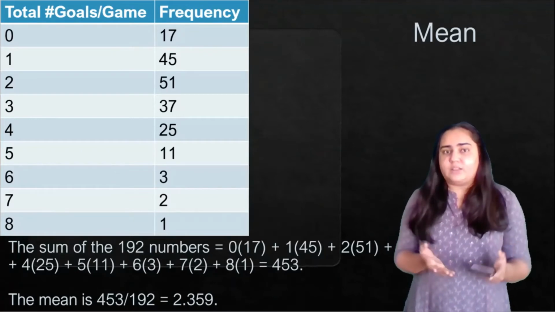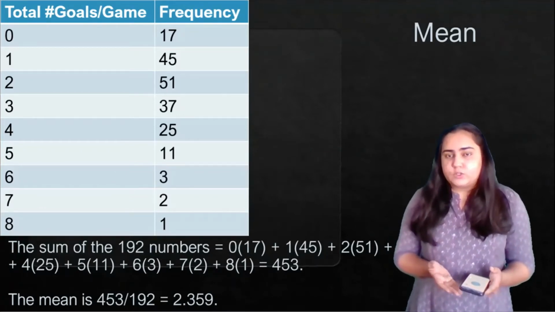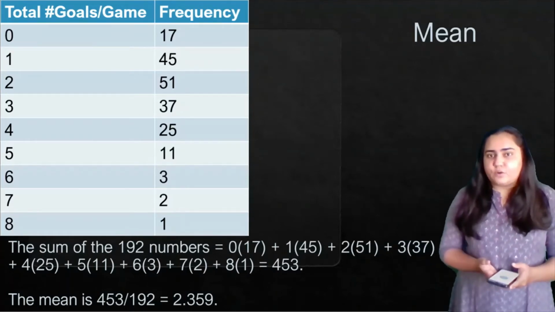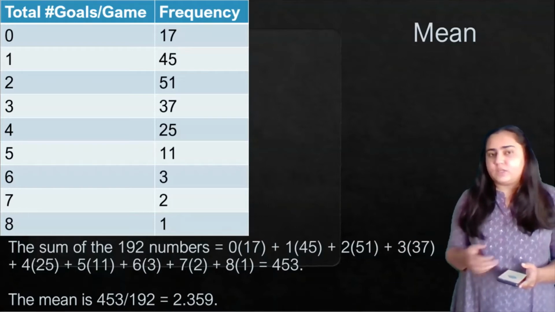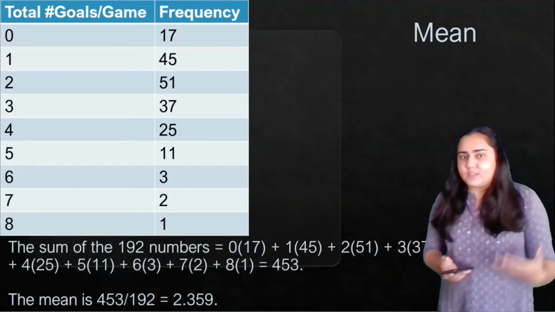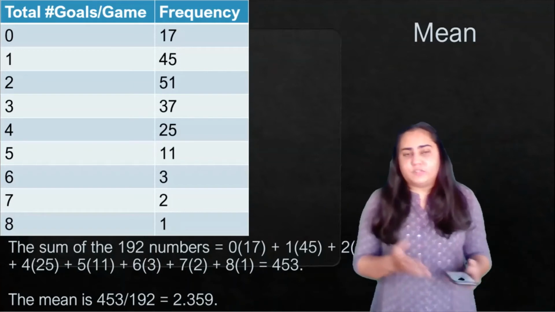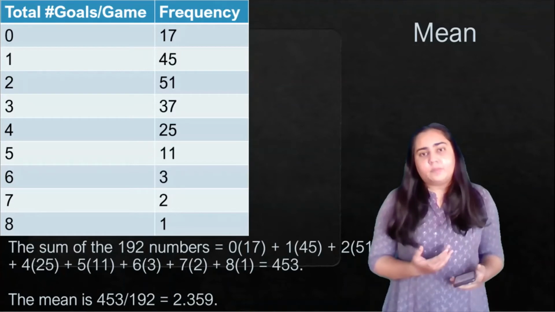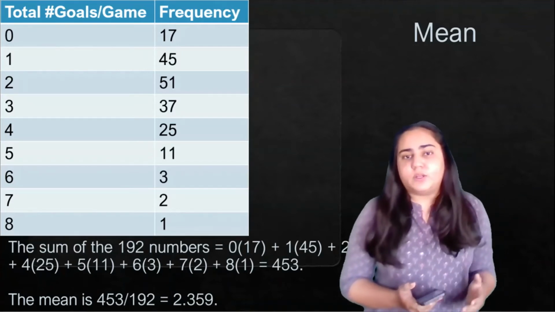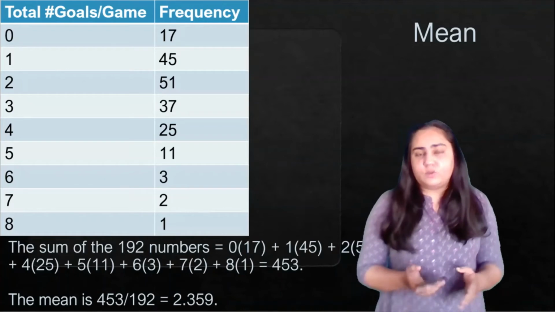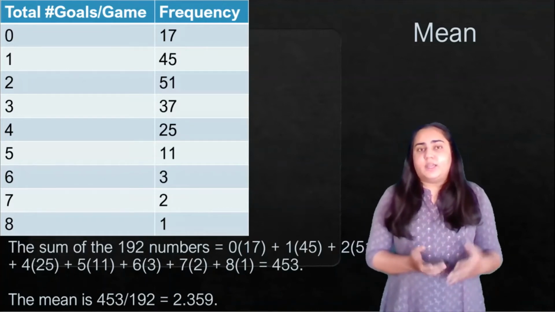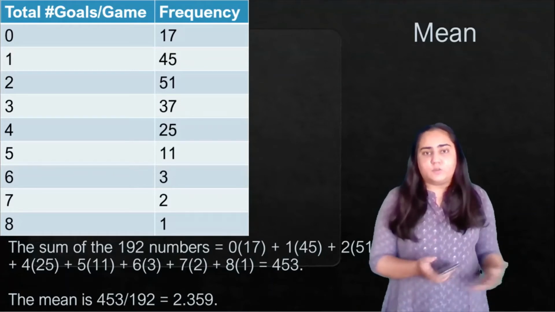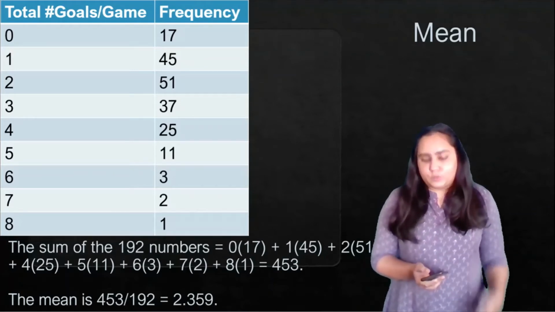And then you add these values. The weighted total, as you can see, is 453. So 453 is the total, and the weighted average, that is the mean, is 453 divided by 192, because the total number of games played was 192. And this gives me 2.359. So 2.359 is the average number of goals made in any game played out of these 192 games in the soccer tournament.